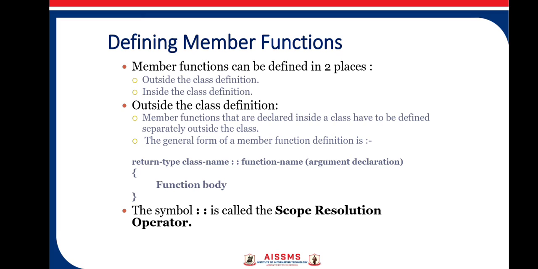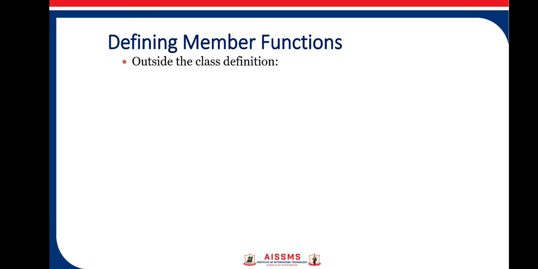So how do we define it outside? For that we need to follow the syntax. What is the syntax? Return type, that is, what type of value that function is going to return. Then the name of the class for which you are defining this function, then the scope resolution operator. This double colon is nothing but the scope resolution operator. Then the name of the function which you want to define outside the class, and if any arguments are there, you can write them in the list of arguments, and then opening and closing brackets, and inside that you can have the function body.